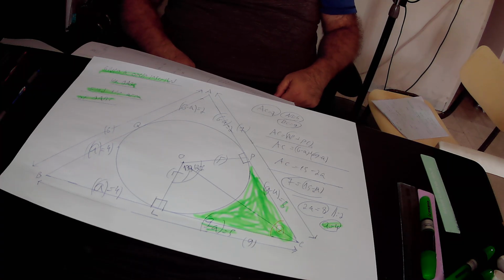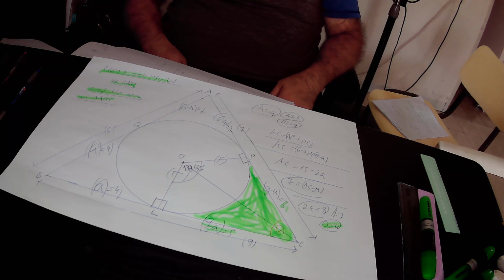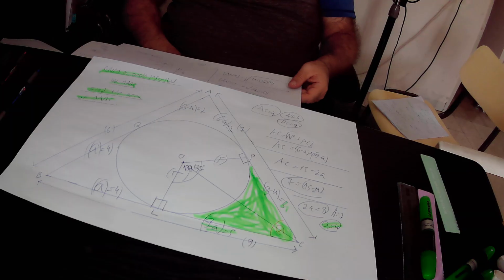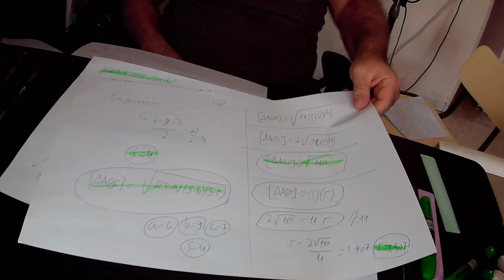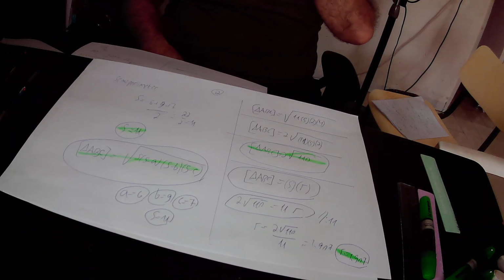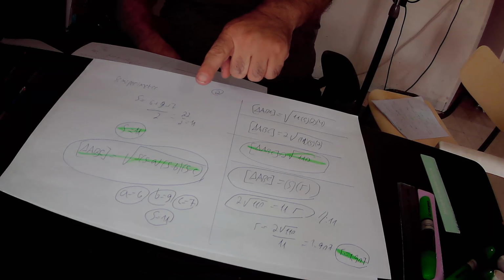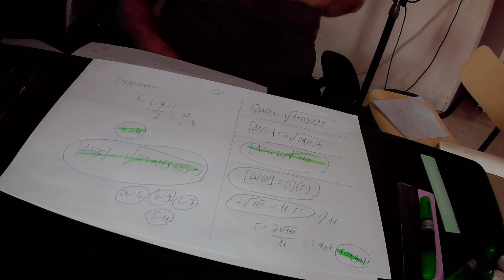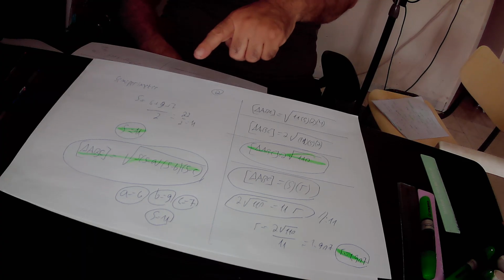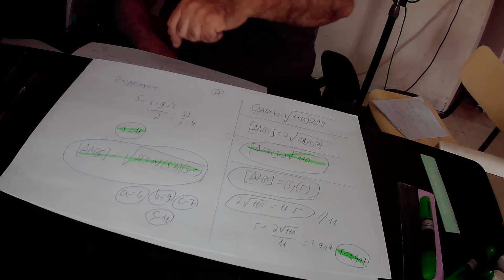In the next step, I presented to you a special formula for finding the area of any triangle. The area of any triangle is equal to the square root of S times S minus a times S minus b times S minus c. a, b, and c are the side lengths of the triangle. S is the semi-perimeter of the triangle. In our case, the semi-perimeter S equals 11.